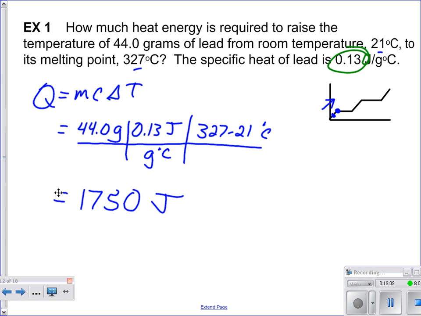Let's also think again about our endo-exo dilemma. It's going in this direction, so therefore your delta H is what? Positive, which is what we came up with. The math made that work out because we had this number was positive for our change in temperature, so we expect that to be a positive value.